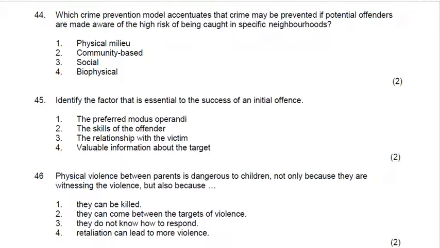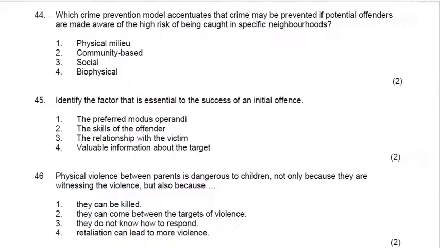44. Which crime prevention model accentuates that crime may be prevented if potential offenders are made aware of the high risk of being caught in specific neighborhoods? The answer is 2, which is community-based. This is found on page 103 of the study guide.